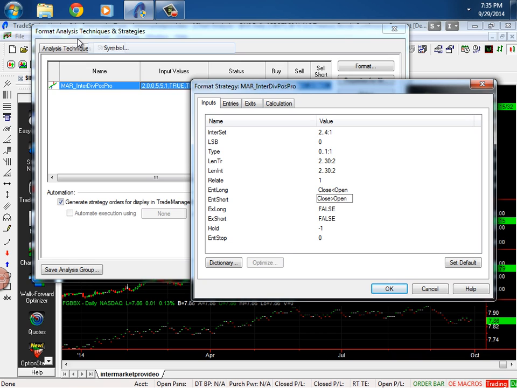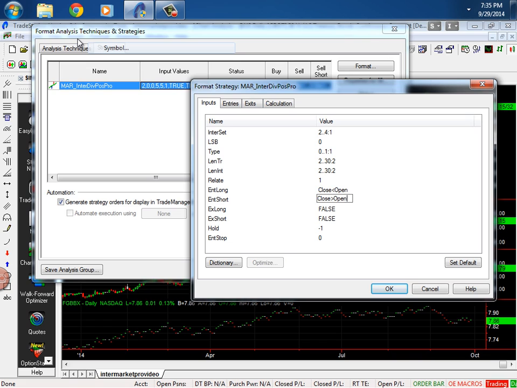The long exit and short exit being false means that we don't use some sort of special exit. We are just allowing the system to be stop and reverse. Hold being -1 means we allow the trades to just stop and reverse and we don't interrupt the trades for a certain holding period.